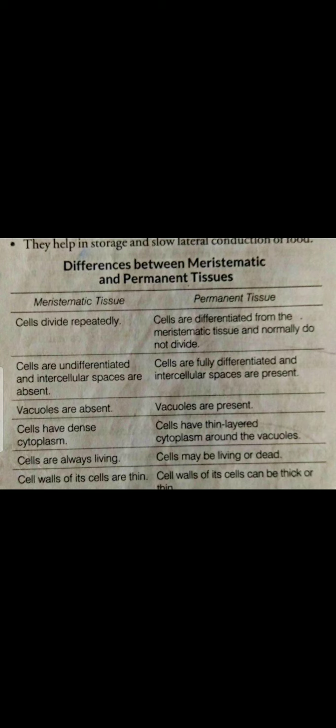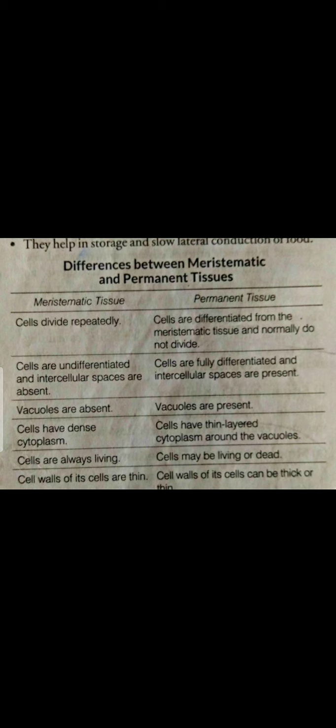They differentiate themselves as different parts, and they normally do not divide. Then the second point, cells are undifferentiated and intercellular spaces are absent. So here there is no differentiation when they are there in the meristematic tissues. All the cells are one and the same. And intercellular spaces, that means in between the cells, small spaces, small cavities are there. These cavities are absent in the meristematic tissues.